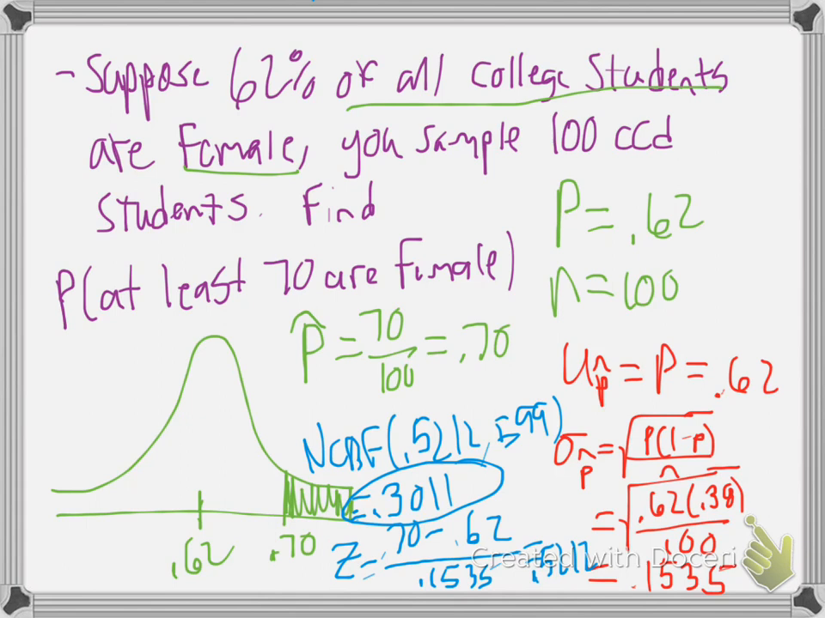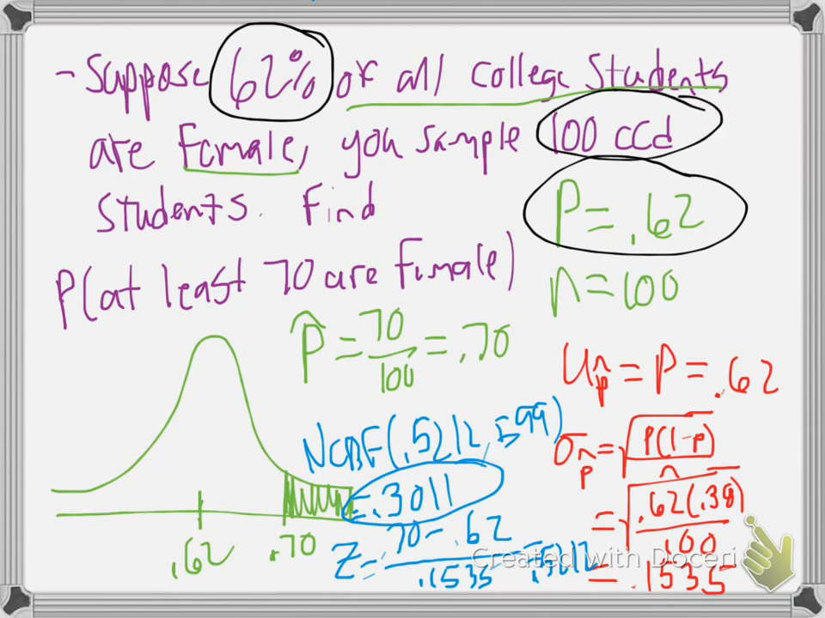About a 30% chance. Okay, so you've got to remember, usually when we see these problems, the first percentage you're going to see, 62%, is the population percentage. I identified that. Then we tell you how many you sampled. Identify that. Once you know p and n, from there you can get your mean and your standard deviation. Lastly, when we ask for the probability of something, that tells you how to figure out your p-hat.